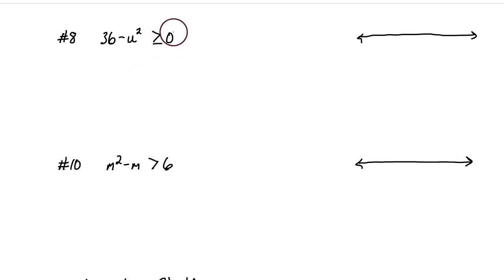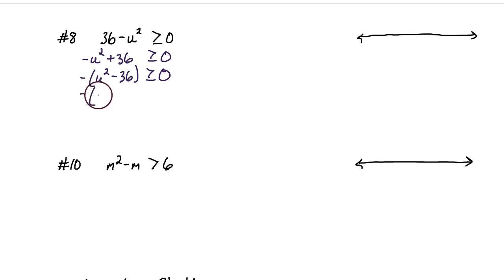Number 8, we already have the 0, but the left side is not factored. Furthermore, I notice that the left side is not in the right order. Let's put the -u² first, and then put the +36. Because the leading term is negative, let's factor a negative out the front. The u² minus 36 is a difference of squares, and it factors. Now let's divide both terms by -1 to cancel the negative away.